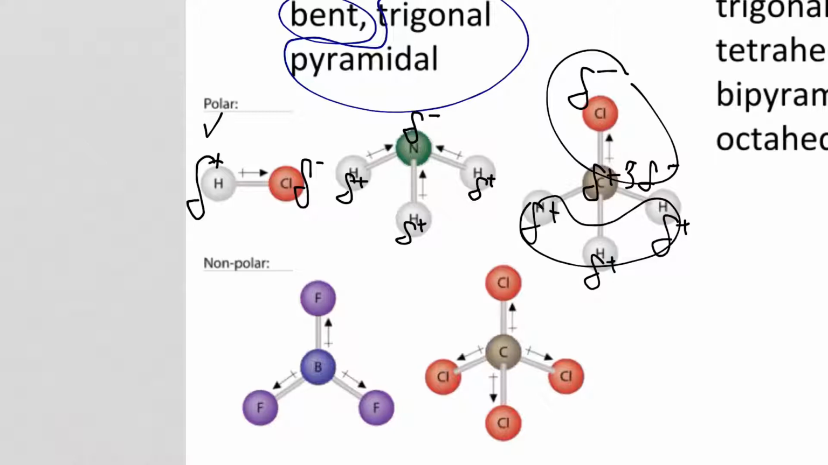When we think of nonpolar, look at each of these with boron and fluorine. Partially negative, partially negative, partially negative, and this one would be partially positive in the center. So is there an end, a tip of the molecule that is negative and one that's positive? No, it's not, so therefore it's nonpolar.